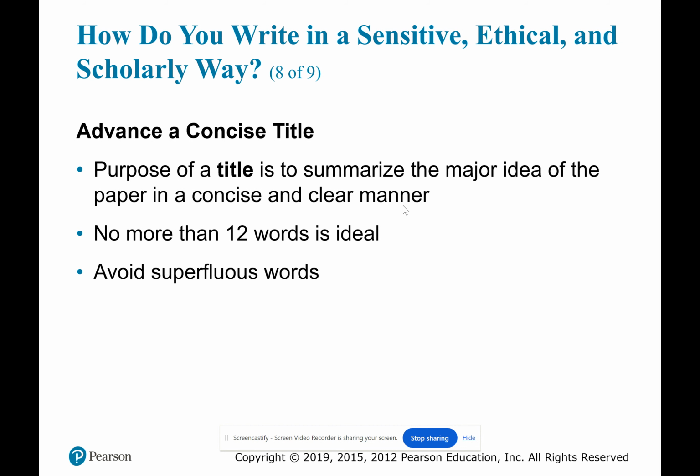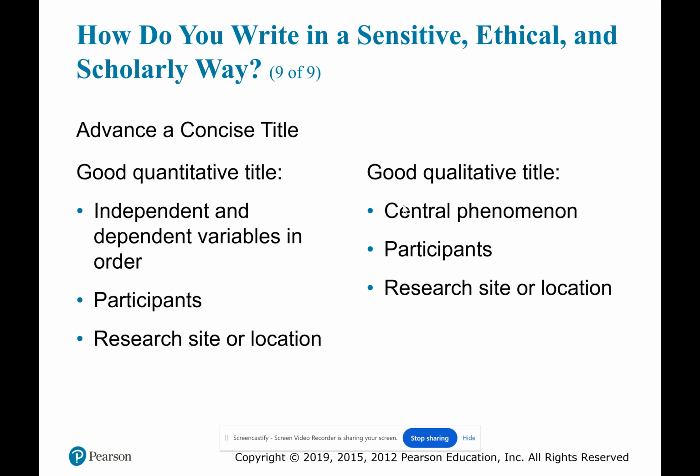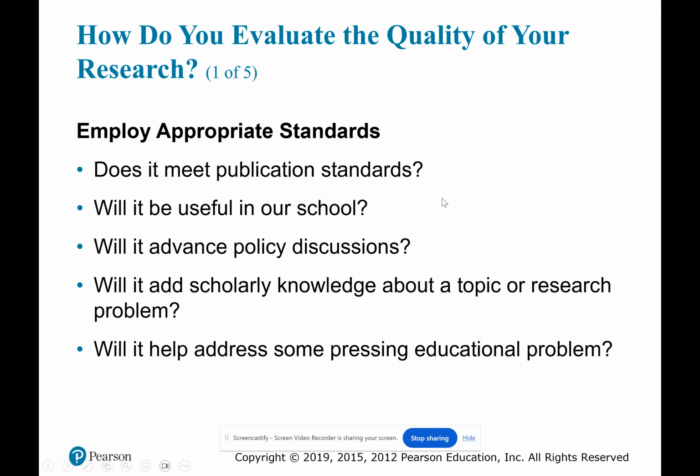And here we go. Here's advice on a concise title. So a scholarly manuscript includes a good title. The title should summarize the major idea of the paper in a concise and clear manner. And so there's some more details about that. That's found on page 283 of your textbook. Okay, so here's what a good title should contain. So that's on page 283 of your textbook.